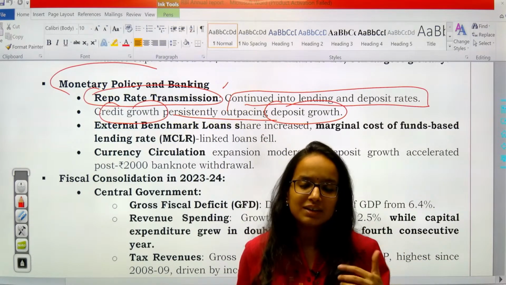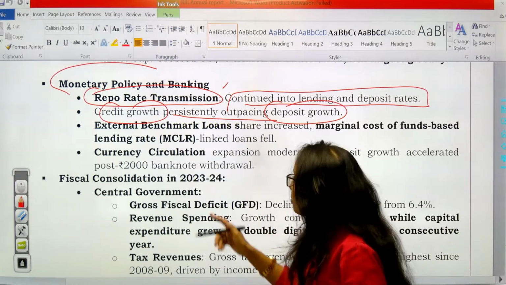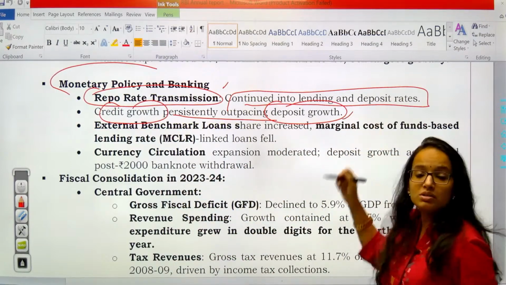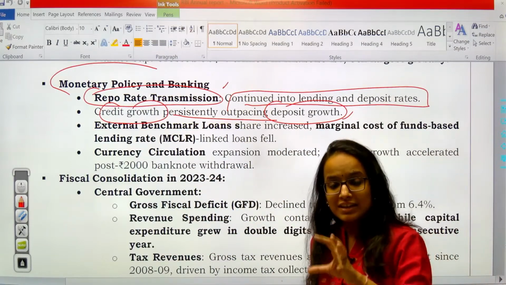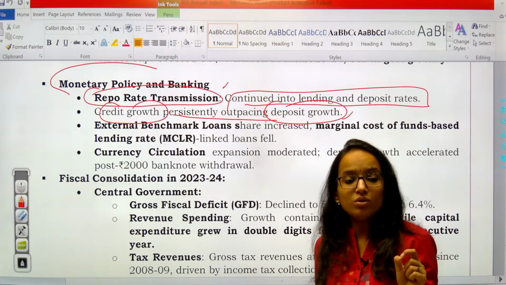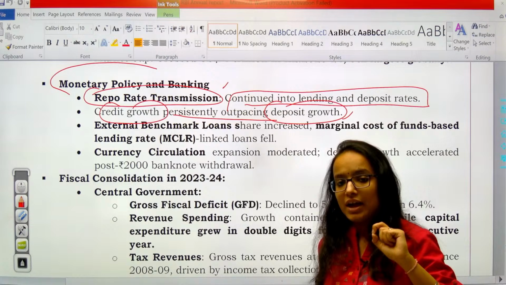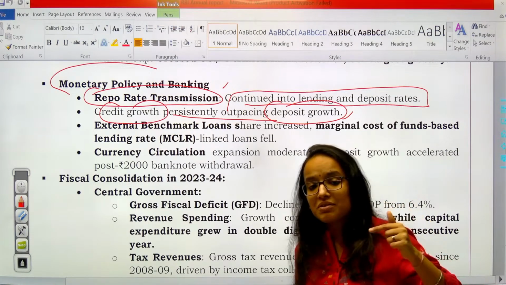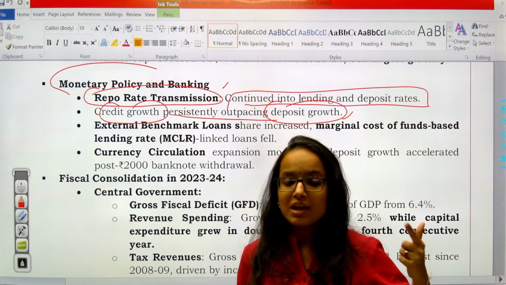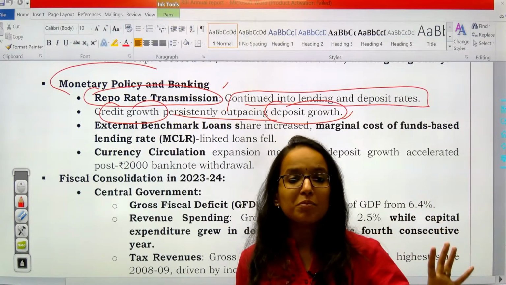This is how they create credit, the credit creation process as we call it. So credit growth is there. Credit has increased as compared to deposits. In comparison to deposit growth, credit growth is higher. That shows that people are borrowing in the economy. And borrowing is there, that means investment activities are going on. Yes or no? And when investment activities are going on, it shows economic performance is good.